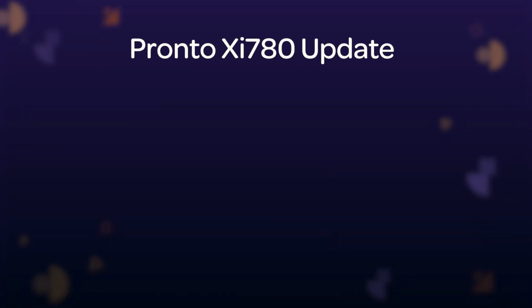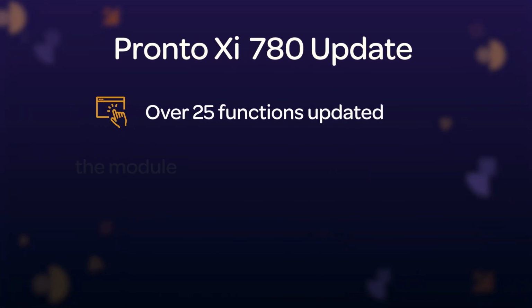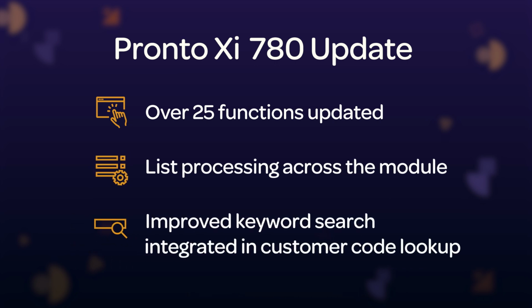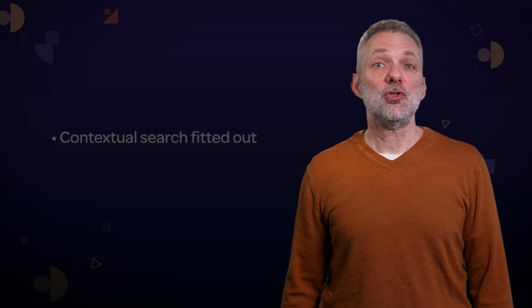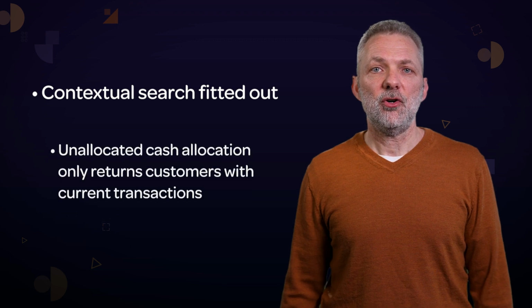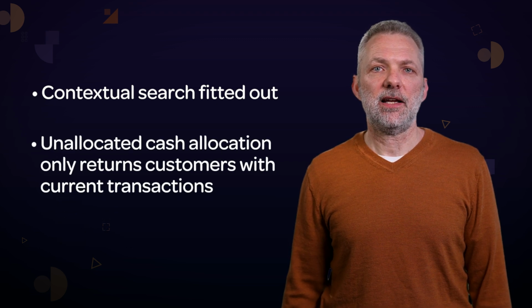We have a lot of new updates in the accounts receivable side with over 25 functions updated, notably having list processing enabled across the module and improved keyword search being integrated into customer code lookup. Contextual search has also been fitted out, like mentioned in suppliers. For instance, unallocated cash allocation only returns customers with current unallocated transactions.